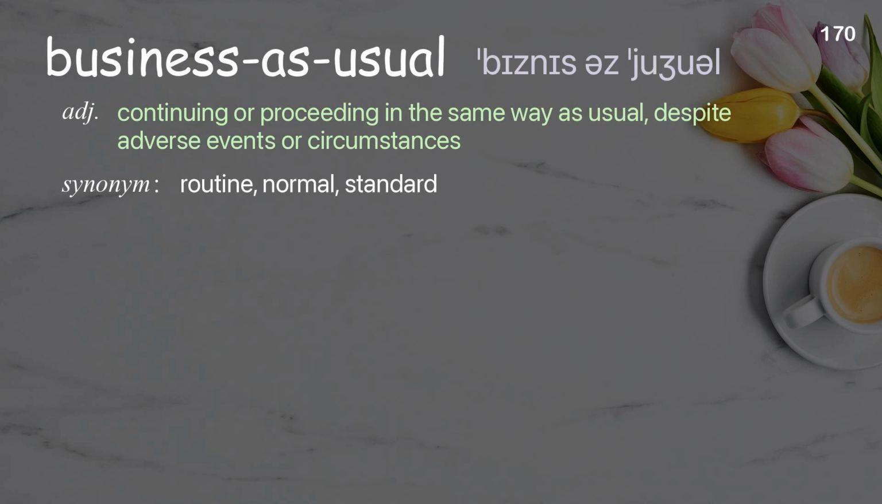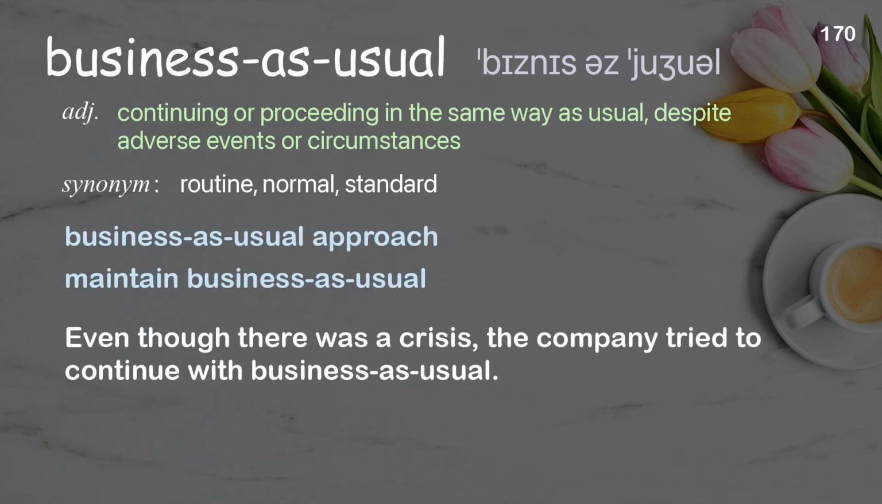Business as usual. Continuing or proceeding in the same way as usual, despite adverse events or circumstances. Examples: Business as usual approach. Maintain business as usual. Even though there was a crisis, the company tried to continue with business as usual.